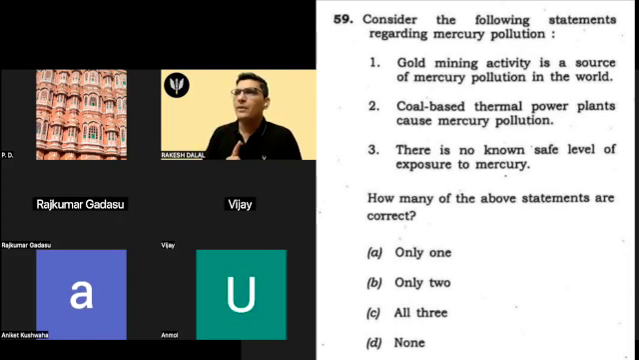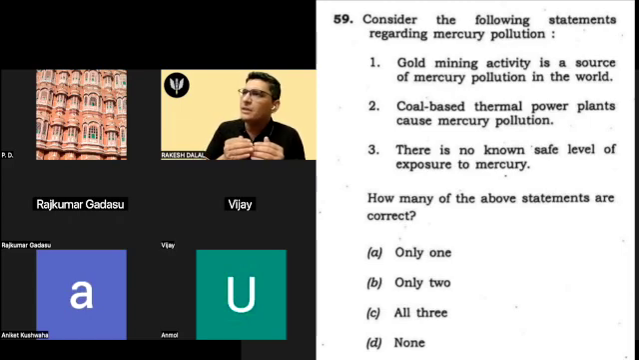Now you tell me, in the civil services exam, do you feel, because generally what do we feel, that there should be some safe level, all pollutants should have some safe level generally, yes or no? Give me a thumbs up. All pollutants should have some safe level. This is the general understanding. Give me a thumbs up. I will want everybody to be on board on this.